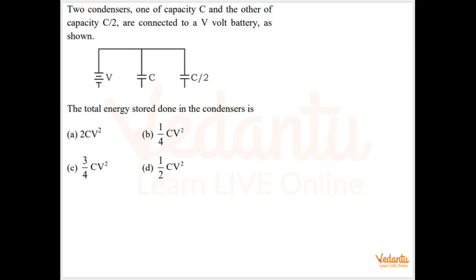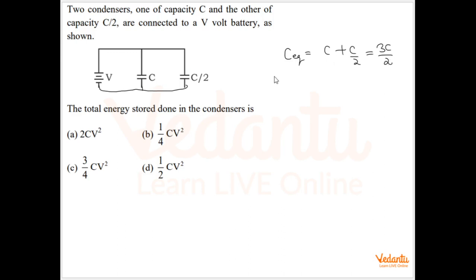Next, my dear students, is this question. Two condensers of capacity C and C by 2 are connected to a V volt battery as shown. Find the total energy stored in the condensers. Now here, I think the circuit is incomplete. They should complete the circuit like this. Since this C and C by 2 are connected in parallel, I will calculate the equivalent capacitance, that will be C plus C by 2, that will be 3C by 2.